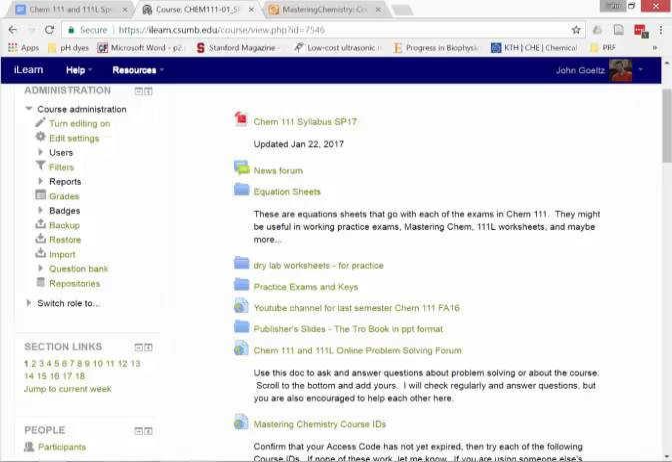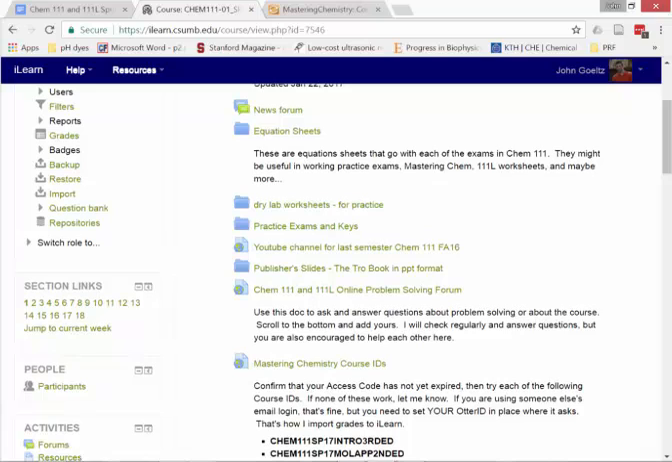I do an online problem solving forum that's a Google Doc, and this worked really well last semester. And every semester I'll get emails, and that's fine, I answer email, and I try to be as quick as I can about it, but often you're not the only one with that question, right? Often people are wondering the same thing, even ranging from when is the lab due to how do I solve this problem?